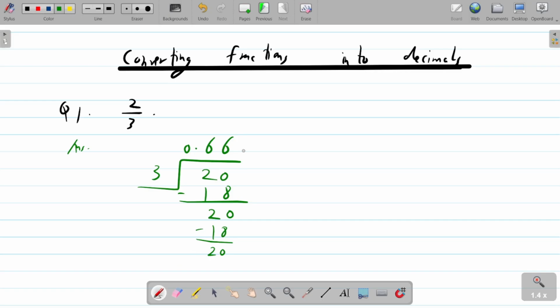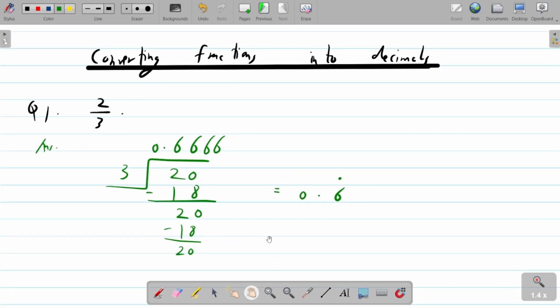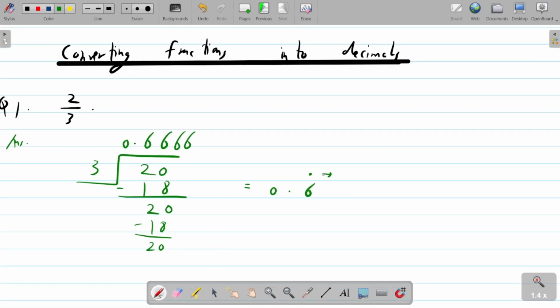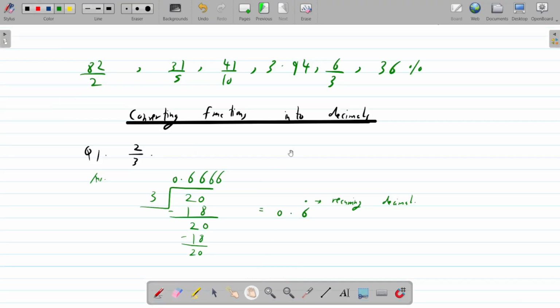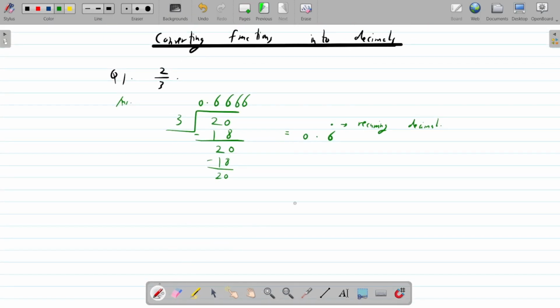So we know the answer for this is 0.66 recurring, or we can write it like this: 0.6 and a dot on the top that signals that this is going to repeat forever. So this signals recurring. Okay, is that clear, Nace? Okay, let's see some more questions for this. I think that's going to be the last thing for fractions.